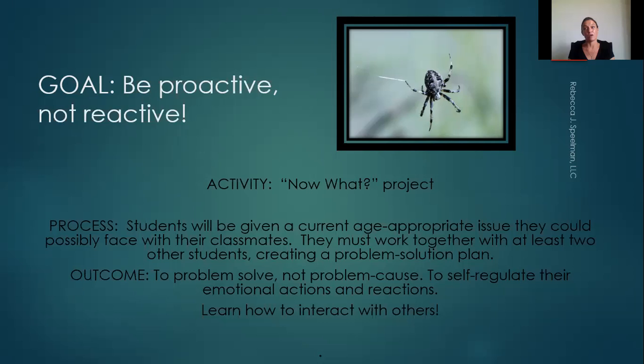You can do this activity yourself before the school year begins, okay? We all can own our attitude. We all know things will happen. What are those things and what are we going to do to try to mitigate, to solve whatever those problems are? The outcome is to problem solve, not problem cause. You might find another problem along the way that you have to solve, but being proactive rather than reactive is so much better. And it helps students to self-regulate, and yourselves and parents and schools, emotional actions and reactions. It also teaches students and humans, all of us, how to interact with others.